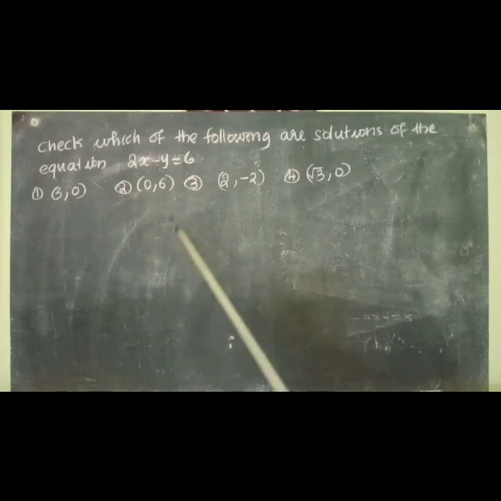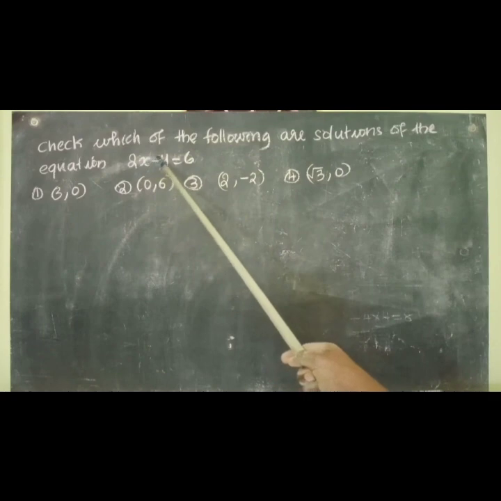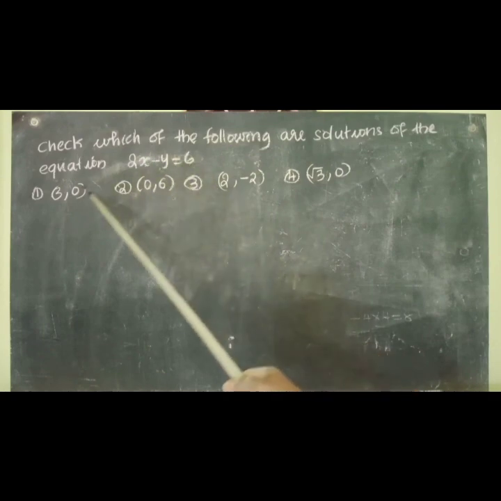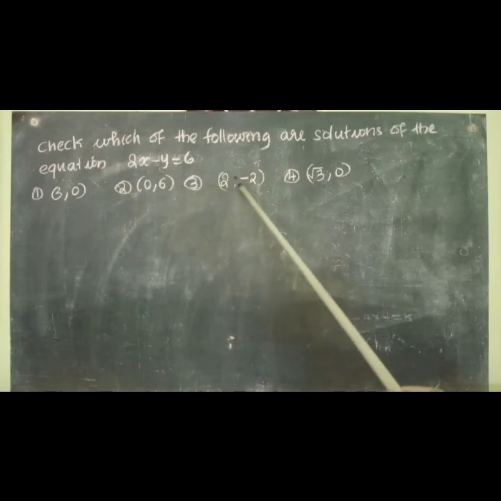Next question, check which of the following are solutions of the equation 2x minus y equal to 6. Here 4 points are given. First point (3, 0). Next (0, 6). Next (2, minus 2). Next (root 3, 0).